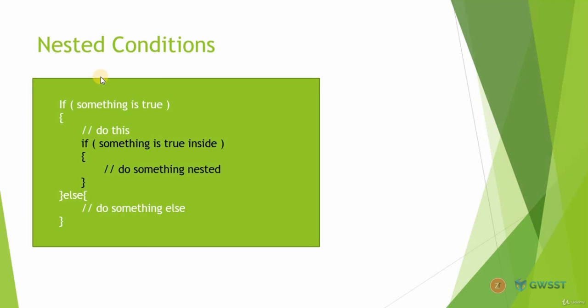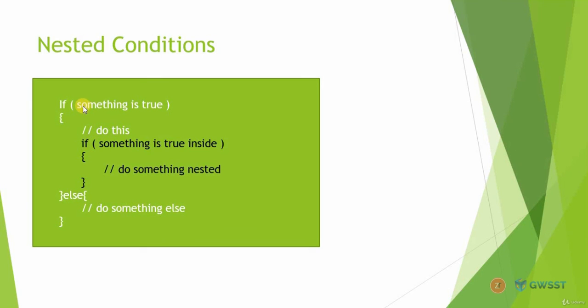Nested condition is something where you can nest the different types of conditions available in your program. For example, if something is true, we'll do this, and inside that, if something else is true, then we're going to do something else nested inside. Then outside we can write the else statement. You can also specify an else statement here, and this is how you can nest this statement inside.